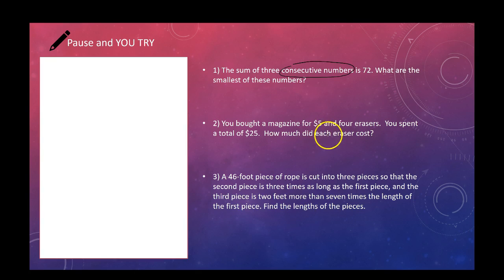All right, you bought a magazine for $5 and 4 erasers. You spent a total of $25. How much did each eraser cost? So the unknown here is the eraser cost. So our erasers are unknown, and we'll give it an E. So you bought a magazine for $5. That's outright $5. When you go to buy at the store, you take what you buy on one thing plus another thing plus another thing plus another thing, and it gives you the total. So we're going to add to that the 4 erasers that you bought, giving you a grand total of $25.